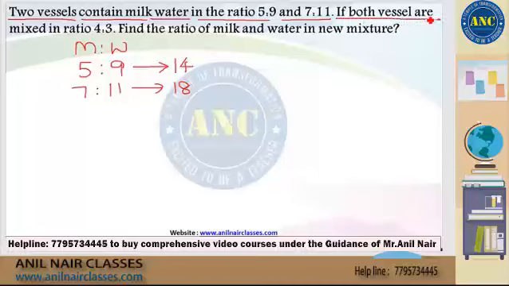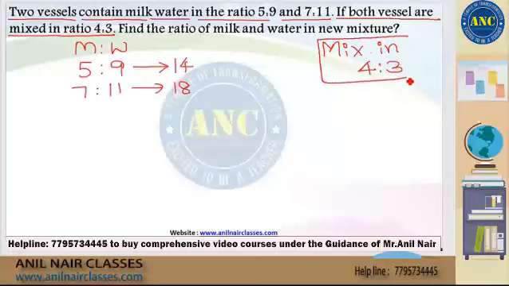If both vessels are mixed in the ratio 4:3, that means both the vessels should be mixed in the ratio 4:3. Now, whatever the mixture that you are doing, this mixture should be in the ratio 4:3. They are not saying you to keep that mixture in the ratio 1:1 like our previous problems. They want the ratio to be 4:3. Find the ratio of milk and water in the new mixture.